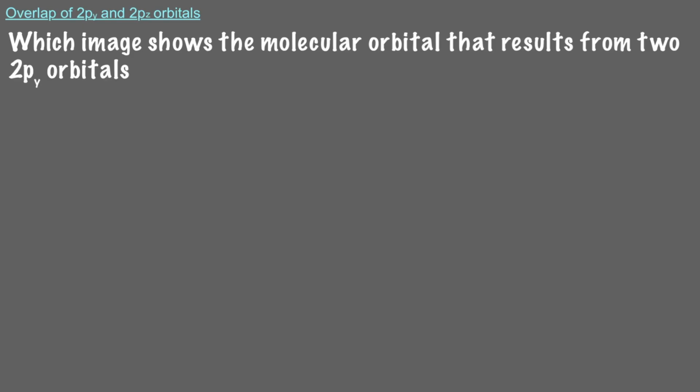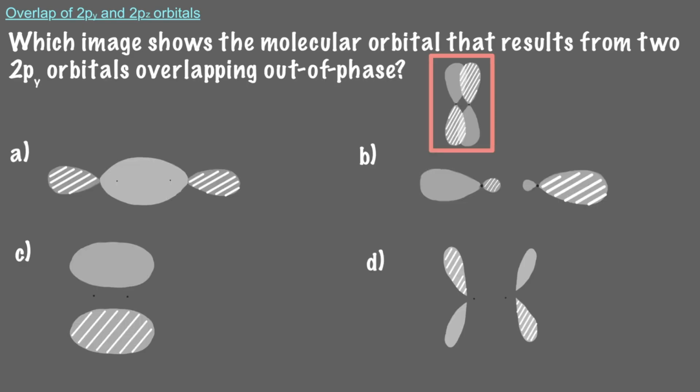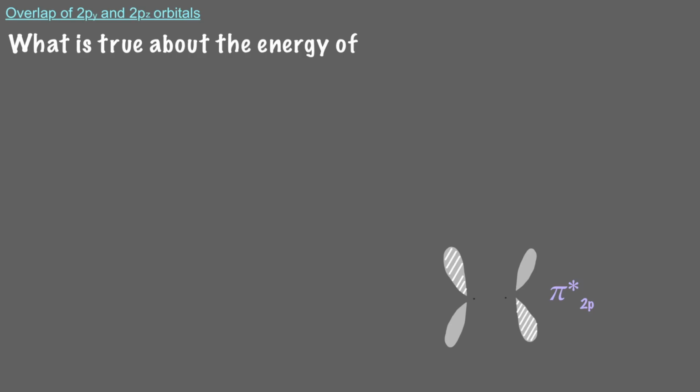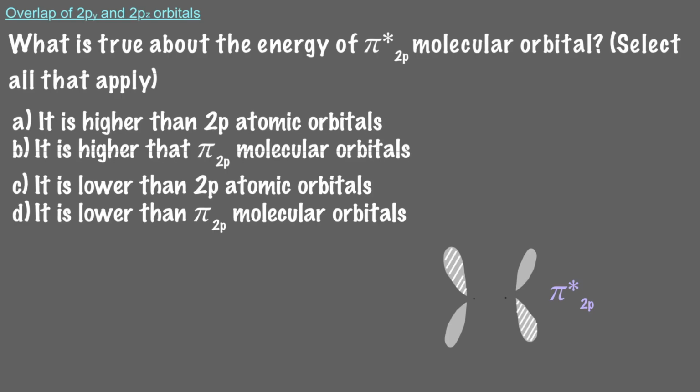Which image shows the molecular orbital that results from two 2py orbitals overlapping out of phase? Together, both destructive interference interactions lead to a new nodal plane, this time between the two nuclei. This is antibonding, so we call this molecular orbital pi star 2p. Notice that while there are four lobes to this orbital, there are still only two nuclei. What is true about the energy of pi star 2p molecular orbitals? That's right. Pi star 2p orbitals are higher in energy than both 2p atomic orbitals and pi 2p molecular orbitals, since their wavelength is shorter. Also, look at all those nodal planes.